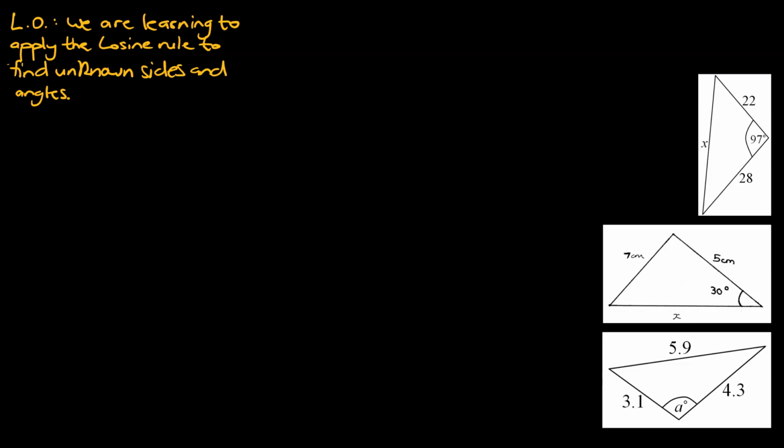Today's learning objective is in yellow, and we're learning to apply the cosine rule to find unknown sides and angles. So the cosine rule to find sides and angles are the key things we're trying to focus on today. In the earlier video, we wrote down what the formula was, and we're going to start that off with question 1, which we're going to look at from the right-hand side.